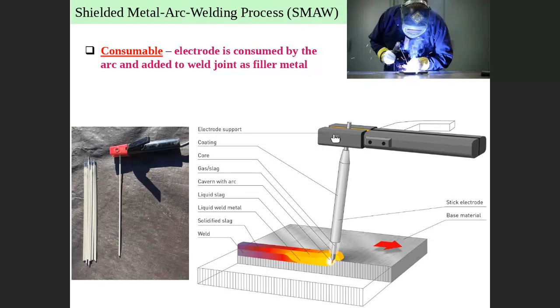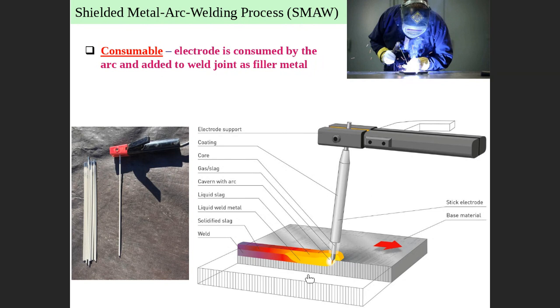Consumable shielded metal arc welding. The word shielded metal arc welding refers to this one. Shielded because it is coated with a flux. Metal because the core is made of metal. What metal? Compatible with the material that you weld. If you weld steel, it will be steel. Aluminium, copper, it must be compatible with the material that you weld.